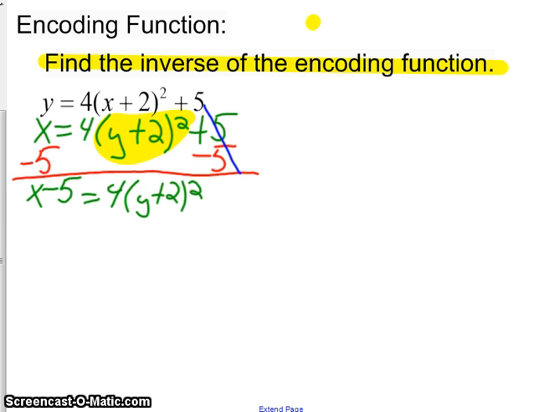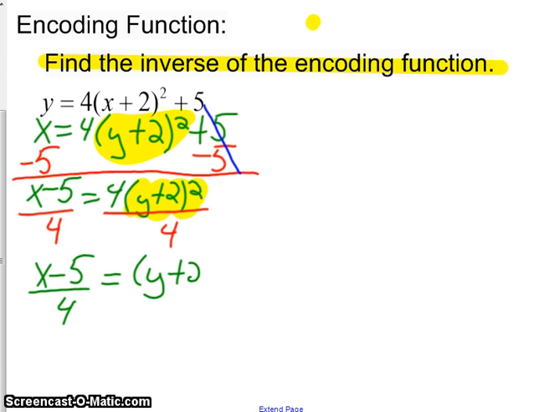Now I want to get my square term by itself. So here again is what I'm trying to isolate. I'm going to leave that where it is, but undo this multiplied by 4. So I'm going to divide by 4. So this now becomes x minus 5 over 4 equals the quantity y plus 2 squared.